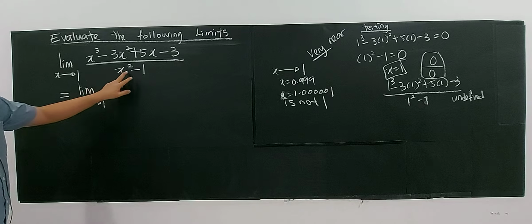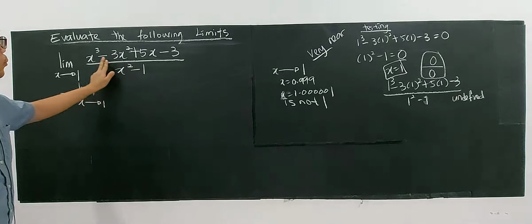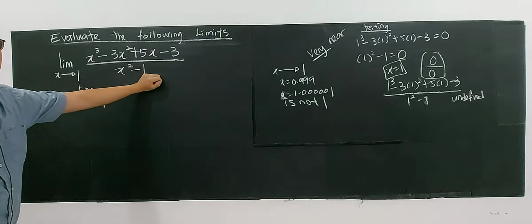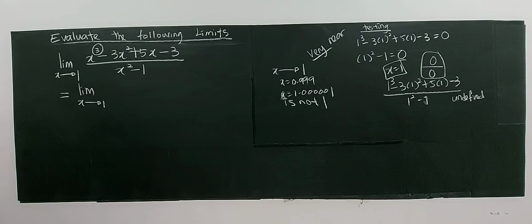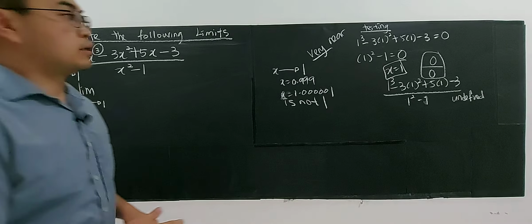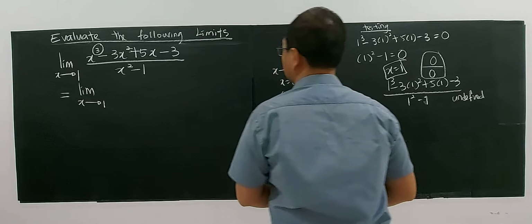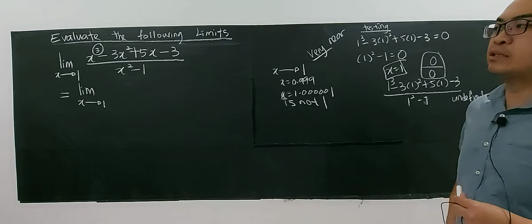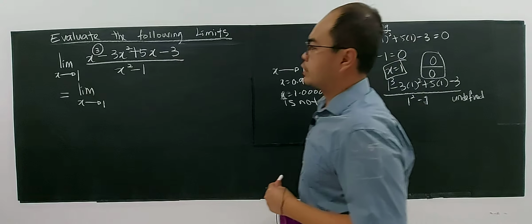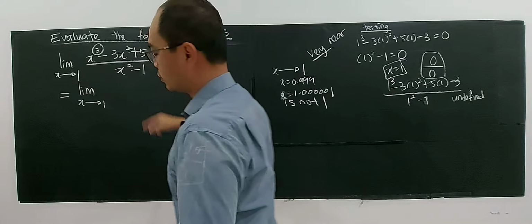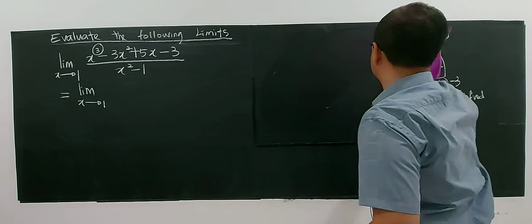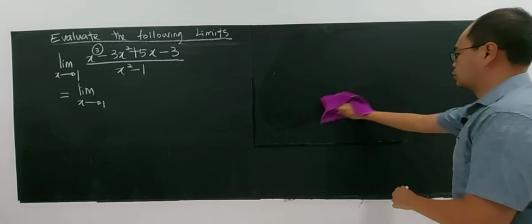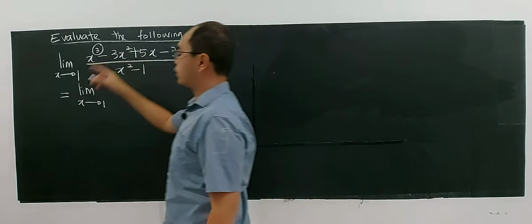So now the limit as x approaches 1. As you know, when you put 1 here, you're getting 0, and you put 1 here, you're also getting 0. This is a cubic function. As you learned in the chapter on polynomials, the concept of polynomial: if you put x equals 1 inside here and you're getting 0, it means that 1 is a zero of this polynomial.